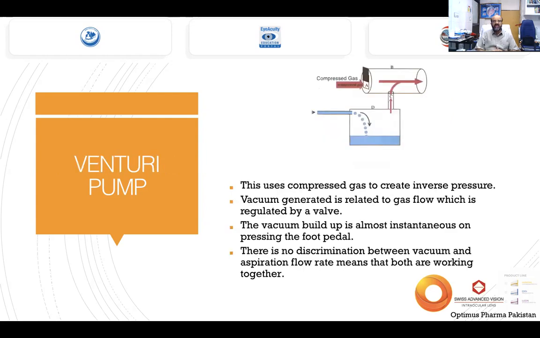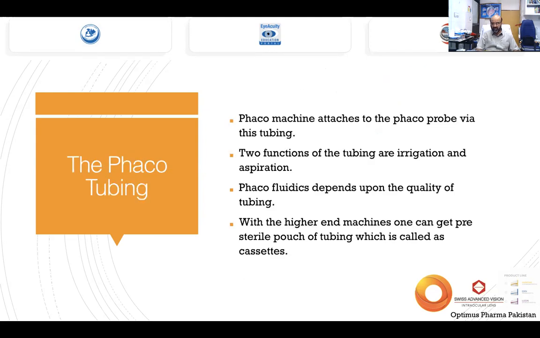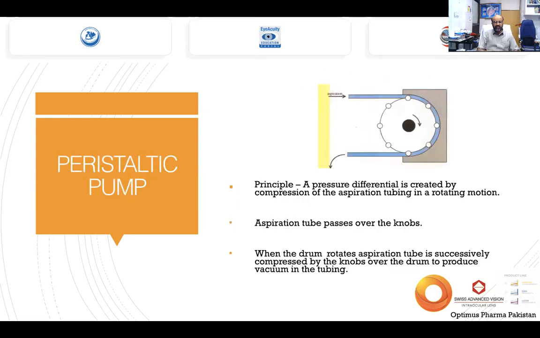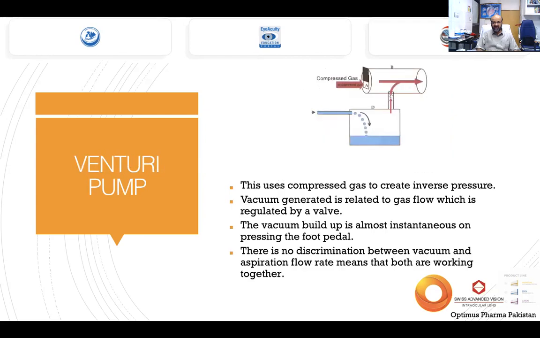And then comes a venturi pump, which is based on compressed gas, which passes through a hollow tube and is connected to the Phaco tubing itself. And this rapid passage of compressed gas gives rise to vacuum generation. In a venturi pump, as you can notice, the vacuum generation is instantaneous, and it rapidly rises to the highest level. And it is always there. Whereas in a peristaltic pump, the vacuum generation is more related to occlusion of the tubing. Whereas in a venturi pump, there is no discrimination between vacuum and aspiration flow rate because both are working together.